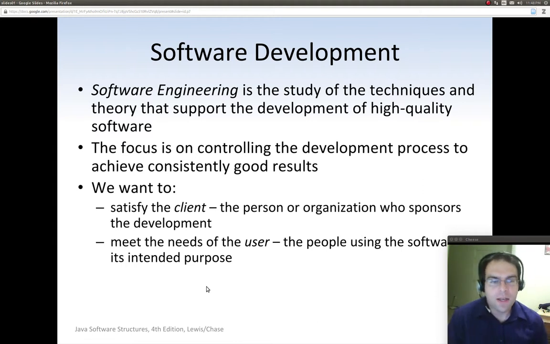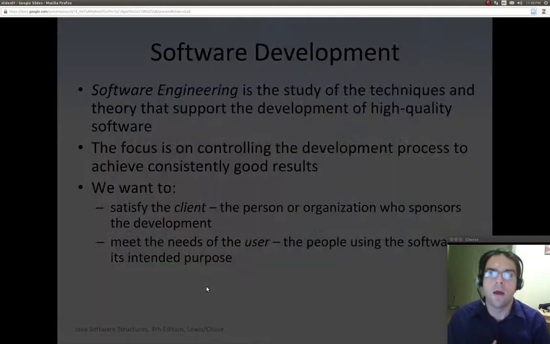Our focus is on controlling the development process to achieve consistently good results, and this is a really hard problem, and that's what software engineering is all about. There are typically a lot of stakeholders involved in software development. Some important ones are the client, because they're responsible for you getting money, and the user, who actually is going to interact with your software. That may not be the client. Very often somebody is paying you to develop software for other people to use.